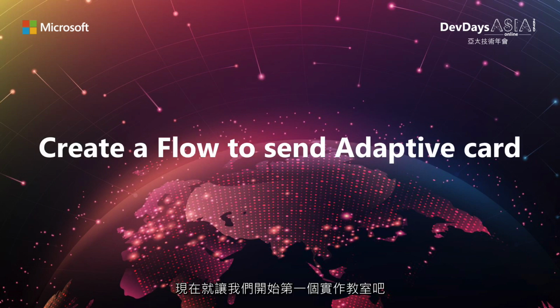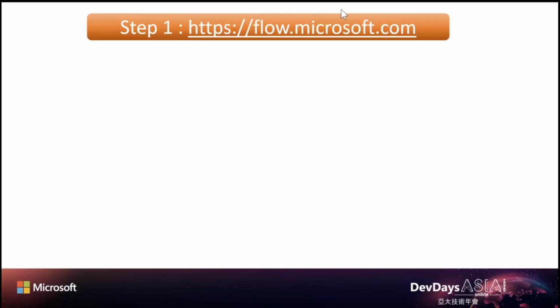Let's get started with our first lab. Create a flow to send an adaptive card to a Teams channel. Let's open a web browser and go to the URL flow.microsoft.com. Please ensure that you log in with the same onmicrosoft.com account which you used in earlier sessions and got during registration. If you notice that you are not logged in with the correct account, then please open a new incognito browser window and then log in with the onmicrosoft.com account.